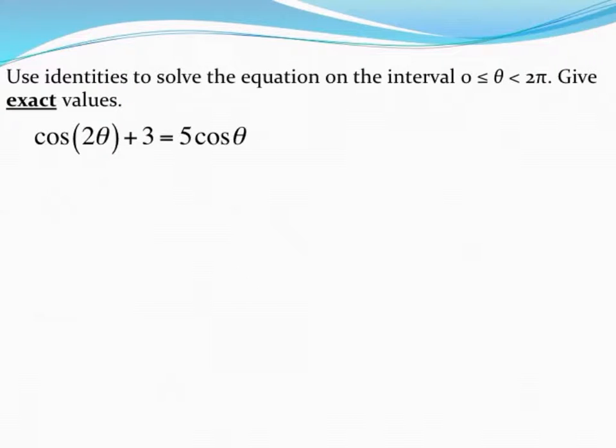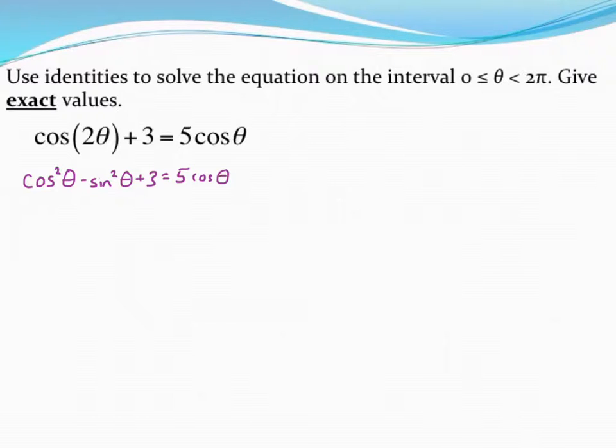First thing, as we talked in our last video, if you have something with a sine or cosine of 2 theta, use one of your double angle identities or double angle formulas to begin. And so cosine of 2 theta, recall, was equal to just cosine squared of theta minus sine squared of theta. And so I'll start with that. So plus 3 and then equals 5 cosine theta.